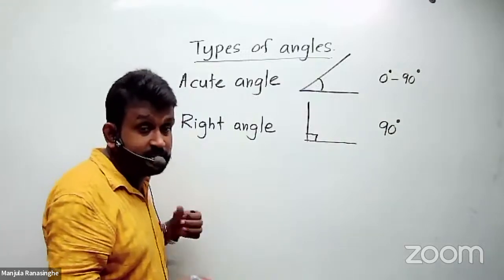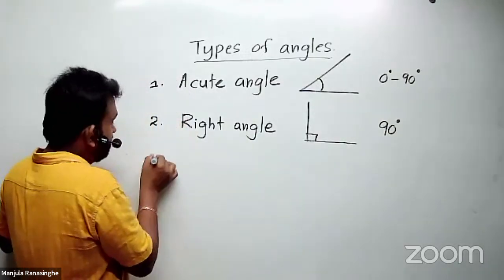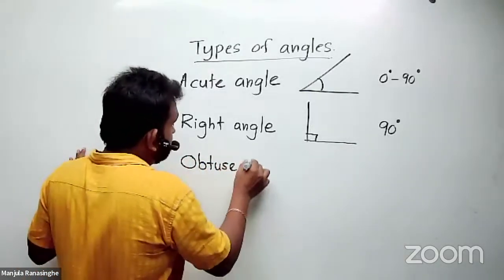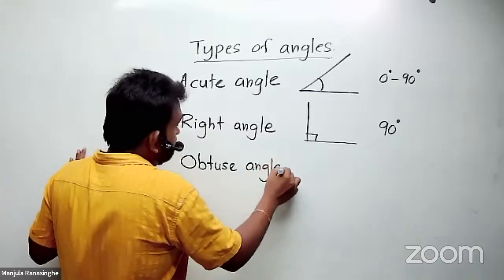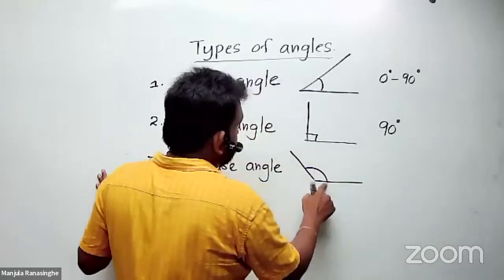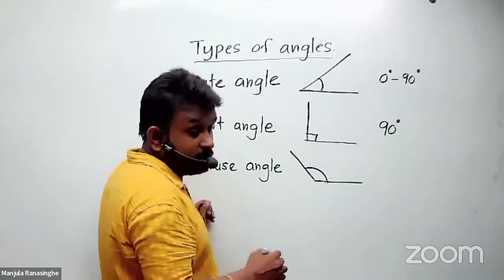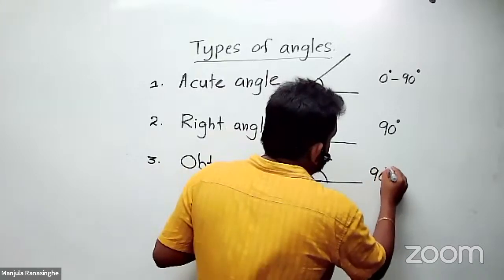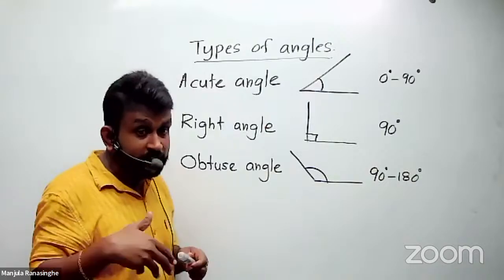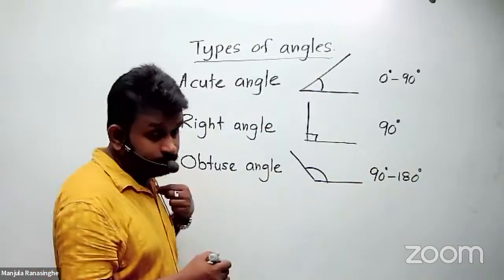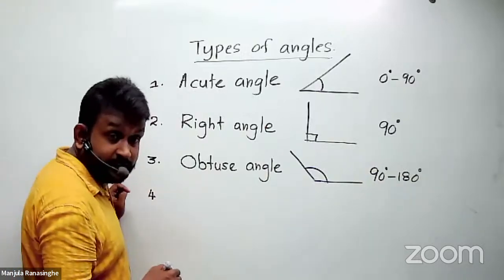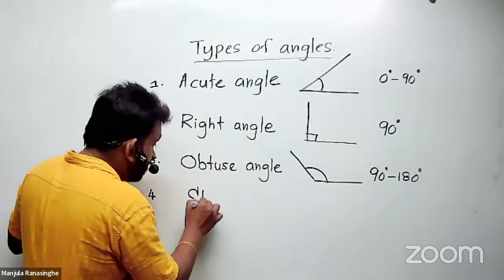Then if it is more than 90 degrees, we call that an obtuse angle. What is the name? Obtuse angle. It is like this way. This is the obtuse angle and it is more than 90 degrees but less than 180 degrees. It means between 90 and 180. Got it? Then the fourth type is exactly 180, so we call that a straight angle.